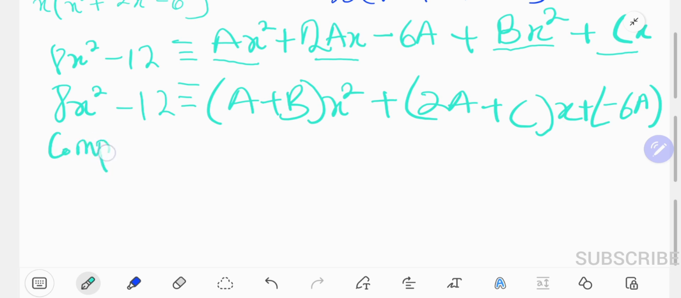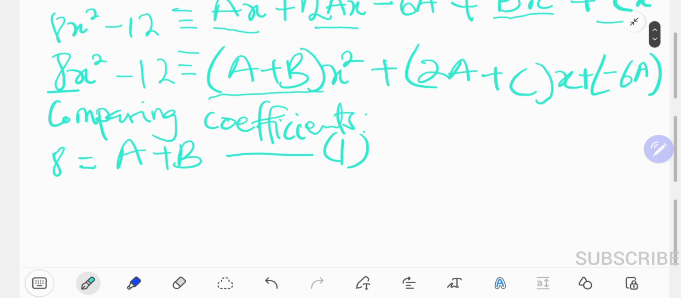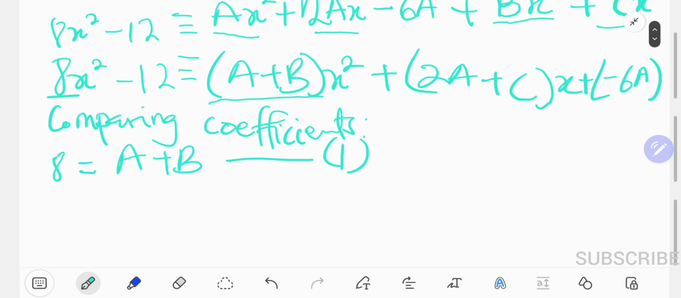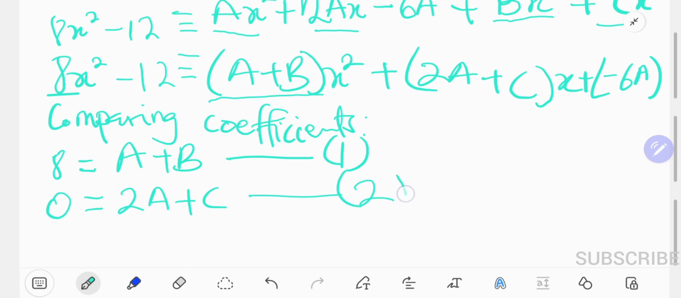So comparing coefficients for x squared, the coefficient of x squared at the left hand side should be equal to the coefficient of x squared at the right hand side. So we are going to get this, let's call this equation 1. When we compare the x, there's no x term at the left hand side, so it means the coefficient of x at the left hand side is 0, but the coefficient of x at the right hand side is 2a plus c. Let's call this equation 2.